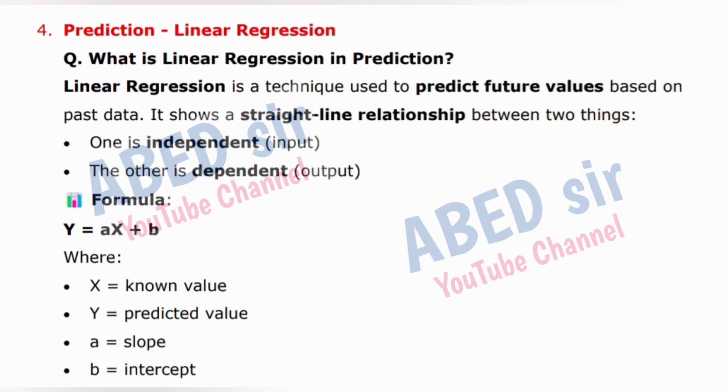Next important short question is: 4. What is linear regression in prediction? Linear regression is a technique used to predict future values based on past data. It shows a straight-line relationship between two things. One is independent, the input. The other is dependent, the output. Formula: y = ax + b, where x is the known value, y is the predicted value, a is the slope, b is the intercept.